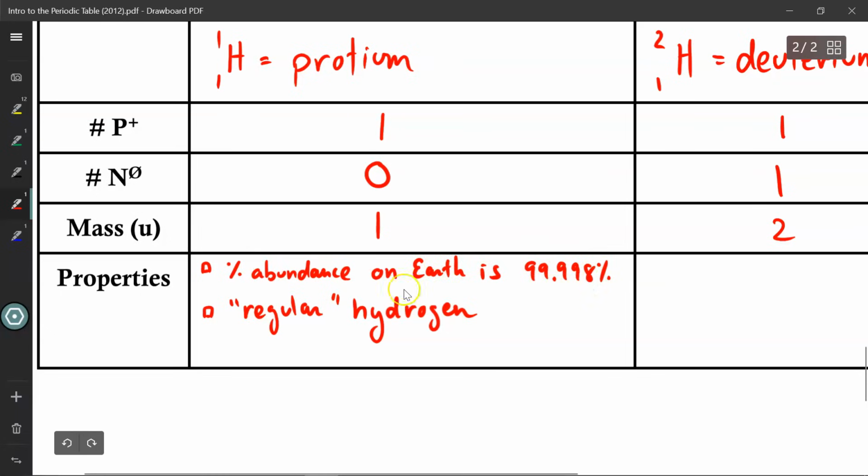99.998% of the Earth's hydrogen is going to be in this form, protium, with only 1 proton and 0 neutrons. So this is considered to be regular hydrogen on Earth. But if you go to a different planet, these percent abundance values will change.